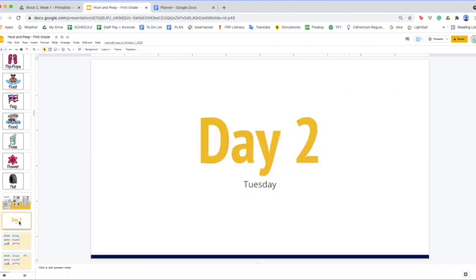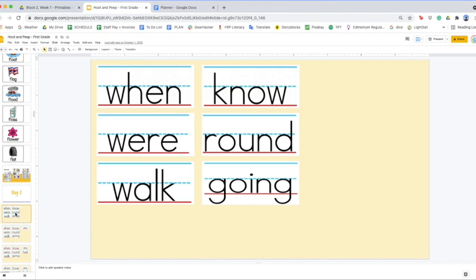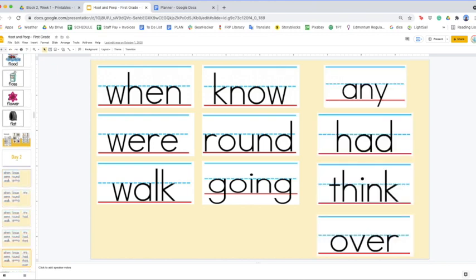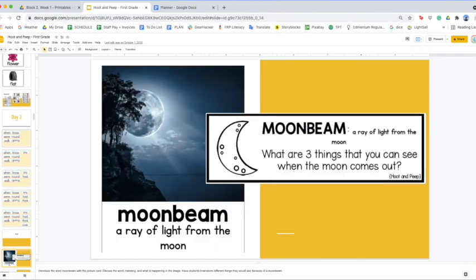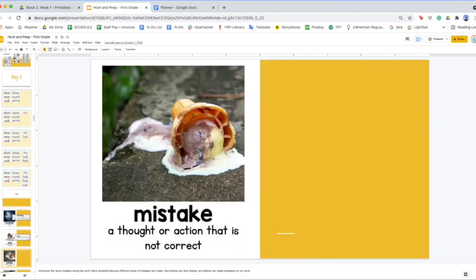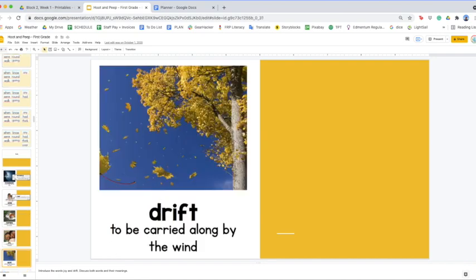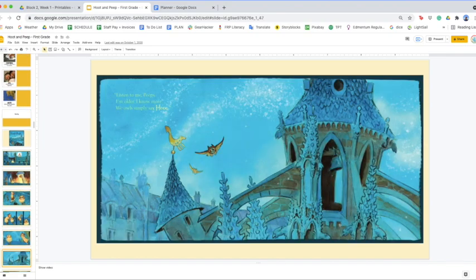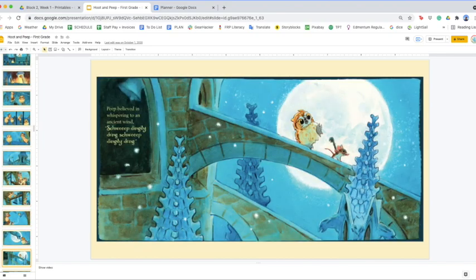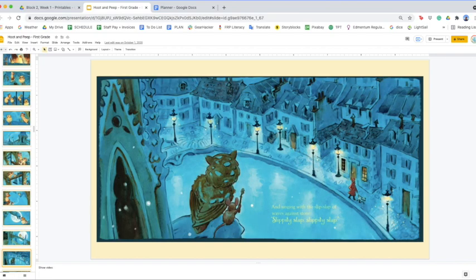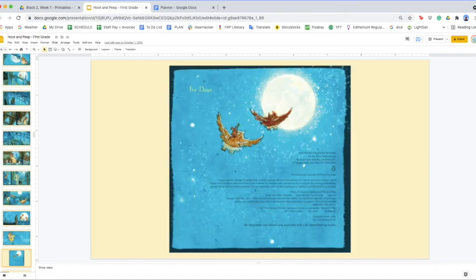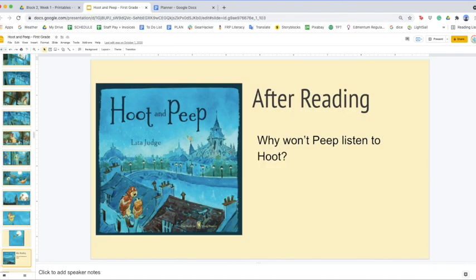Day 2, again, we start out by reviewing those sight words and adding the new ones. Vocabulary will have more discussion about the words we've already used, and then we add 3 new words. Then in reading, we go right into the story. We reread the story because a lot of times kids miss things, and they can also retell the story. And every time I read the story, there are different questions to connect with the story.